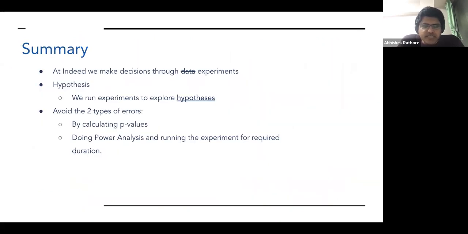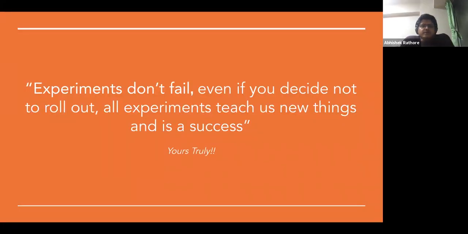So that's it. That's a summary. At Indeed, we make decisions through experiments. We run experiments to explore hypotheses, and I definitely recommend you avoid these two types of errors by calculating p-values, doing power analysis, and running the experiment for the required duration. Just wanted to end this session with this statement, where my true belief is that experiments don't fail. Even if you decide not to roll out, all experiments teach us new things and are a success.